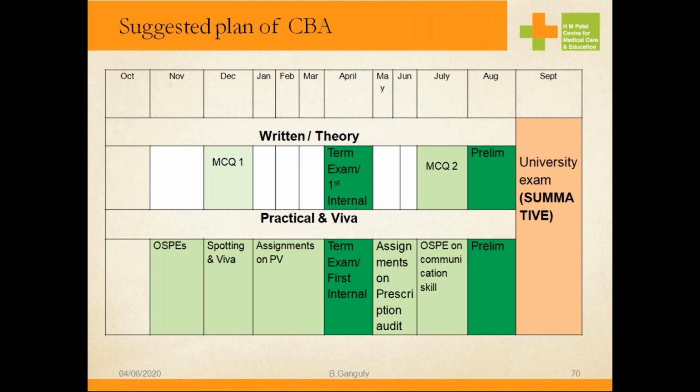Depending on the weightage, we give 60% weightage to the terminal exam and prelim exam together, and then the rest 40% to this formative assessment of OSPE, spotting, assignments, etc.